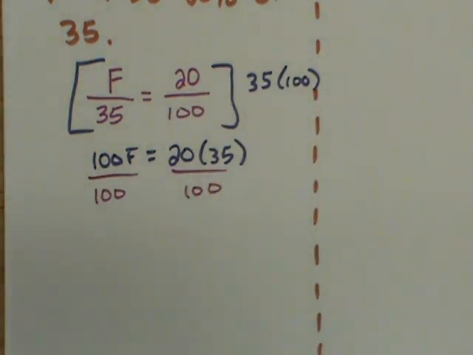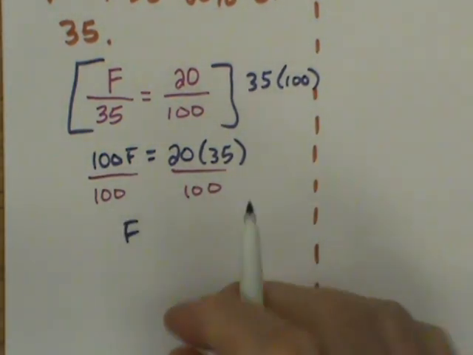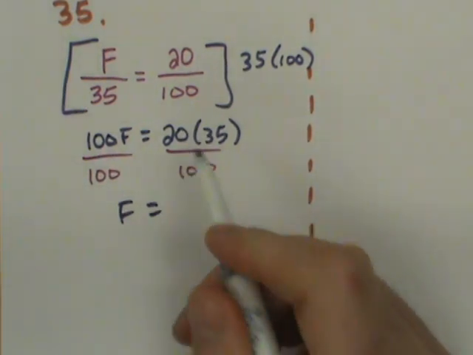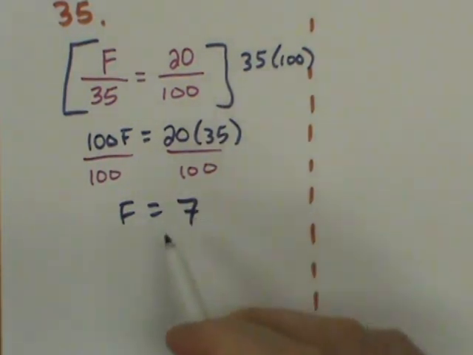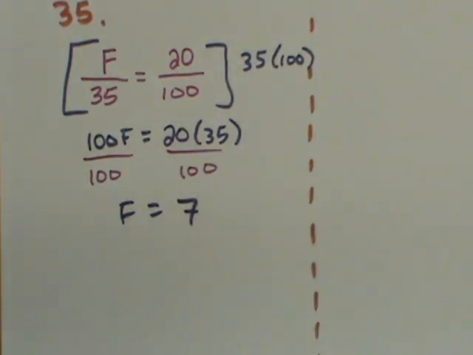And so then in my calculator, I can say that f equals, and I just put all this into the calculator. I type in 20, I turn my calculator on, 20 times 35 divided by 100. And I get 7. So it tells me f is equal to 7.